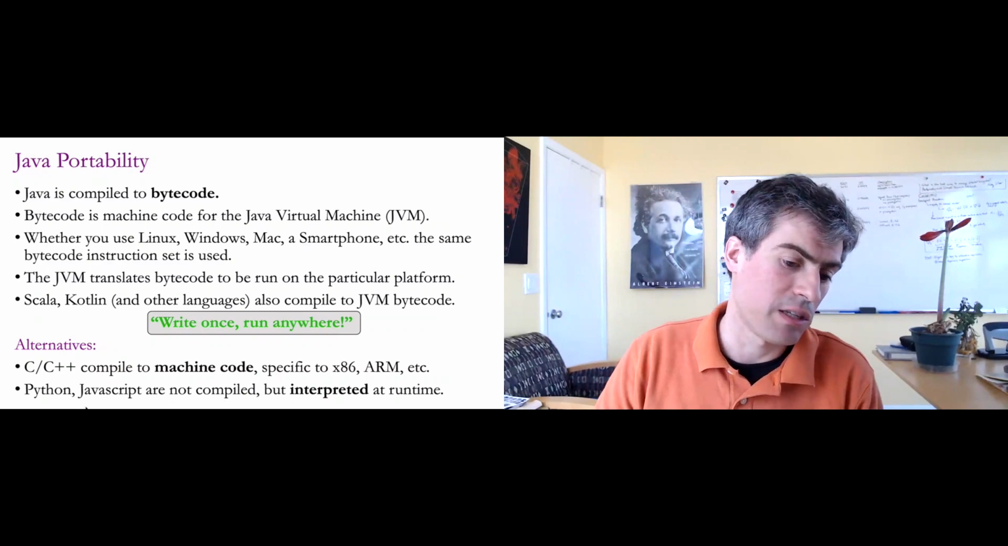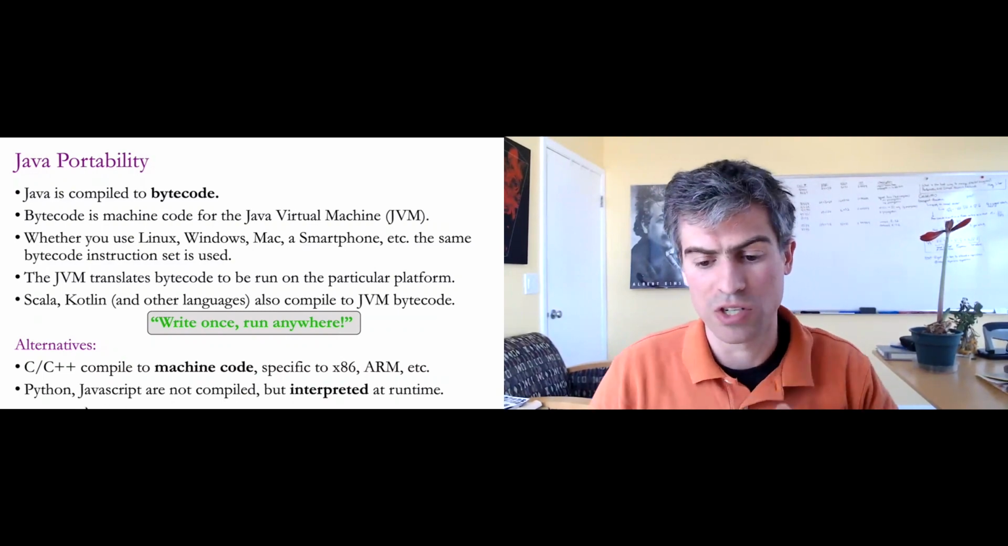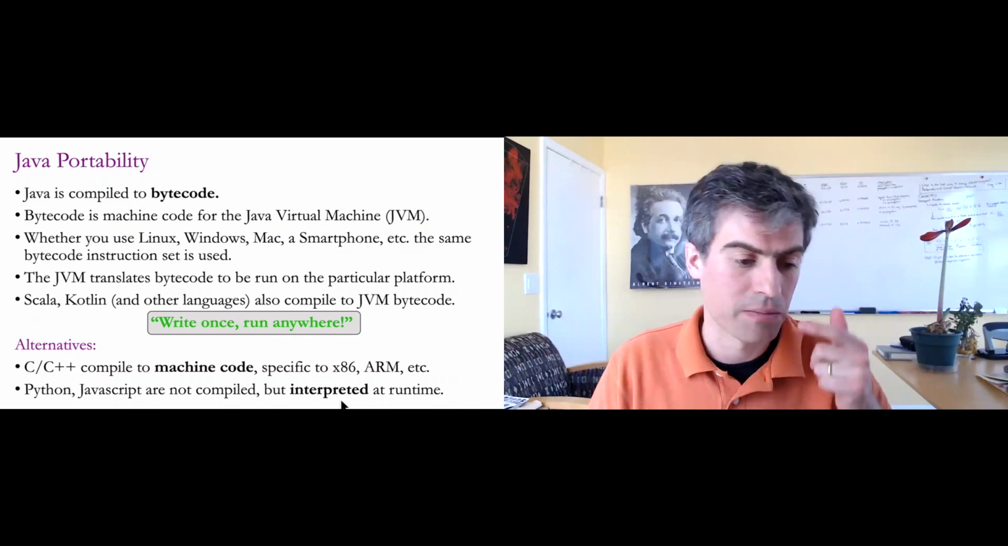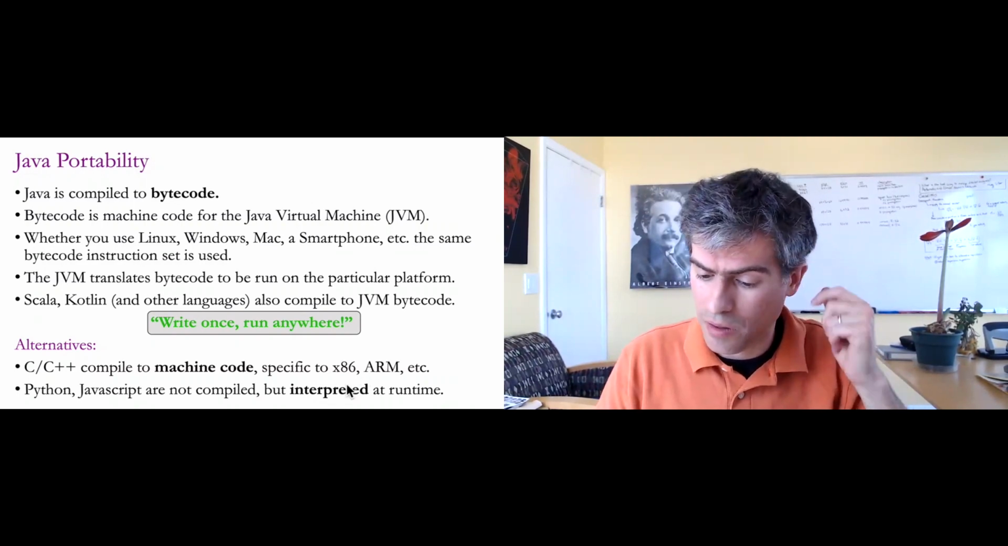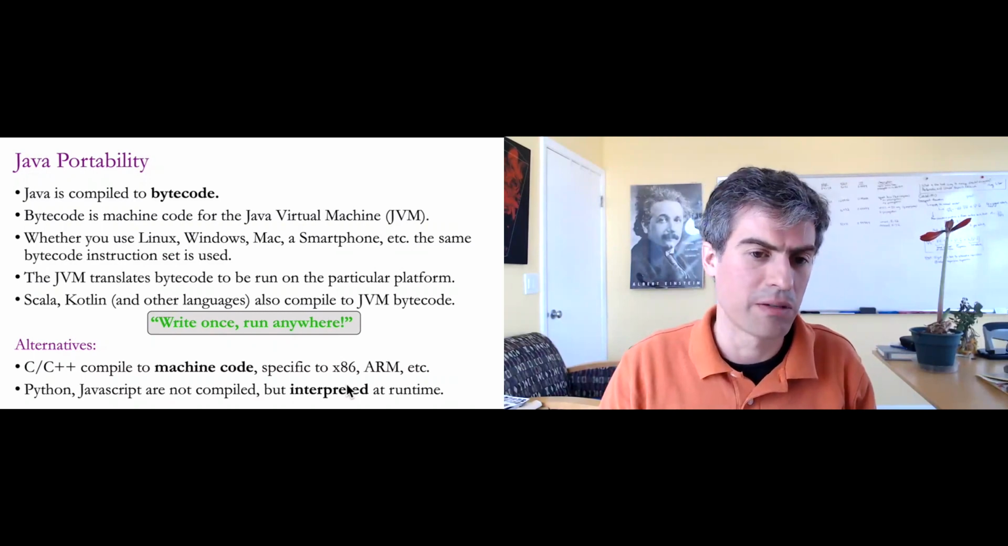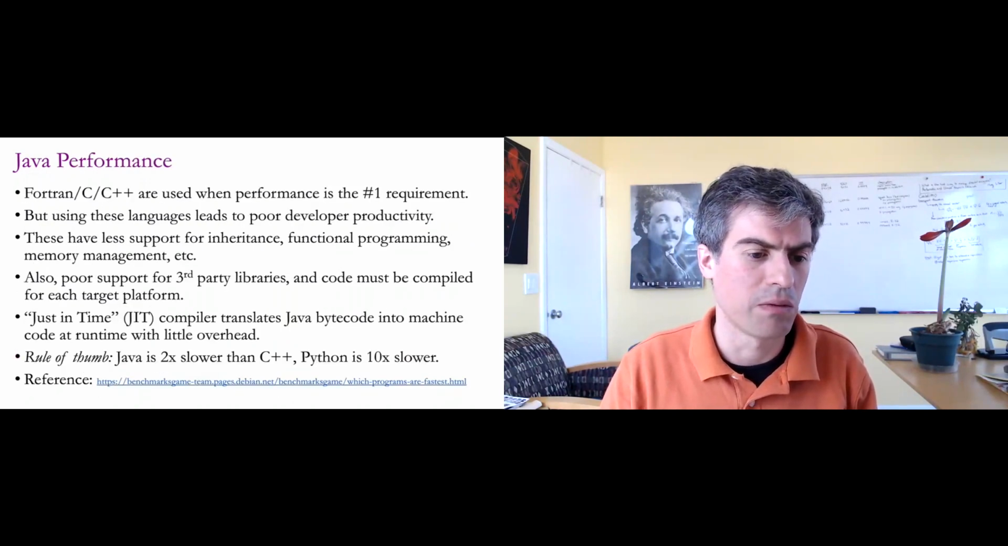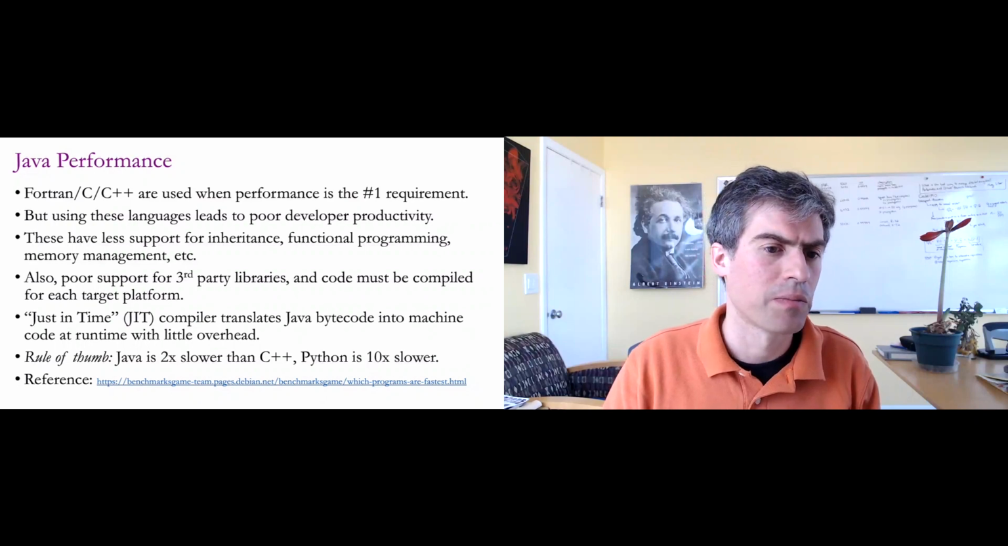With Python and JavaScript, technically you can move the code to a totally different kind of machine because it's interpreted at runtime. But it turns out that the compatibility is much less than Java. Well, I'm going to come back to that in a second.